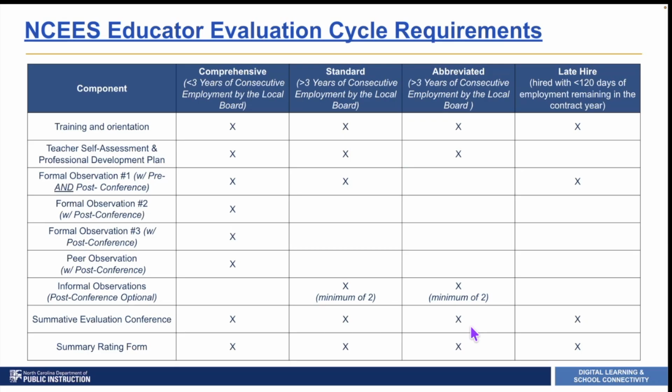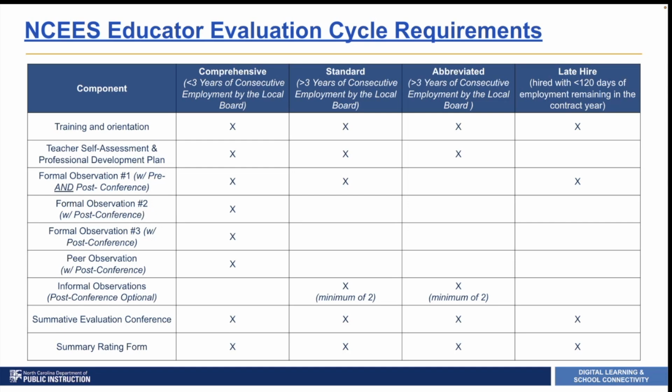As you can see, based on the changes that were made to eval 004, we have some new cycle requirements. This document used to be in existence, but we've changed it to reflect all of the changes. And as you can see, we have the 4 types of plans: comprehensive, standard, abbreviated, and late hire, with the definition across the top as to who has to be assigned each cycle type.